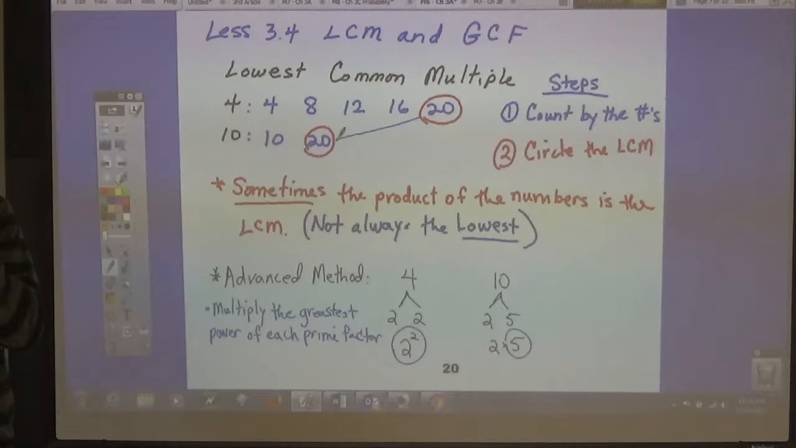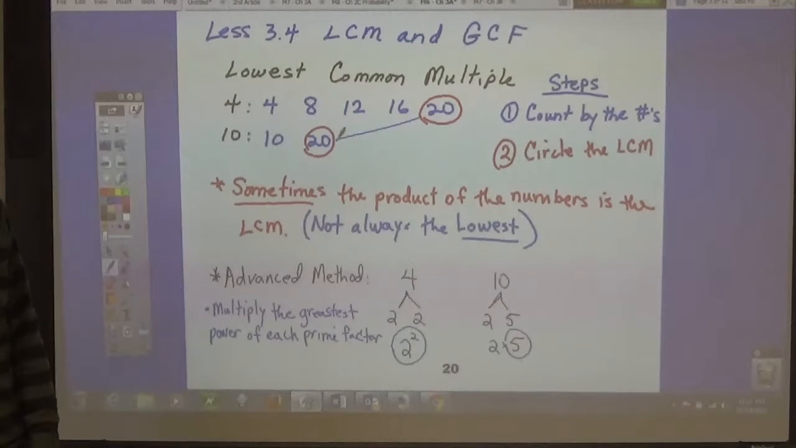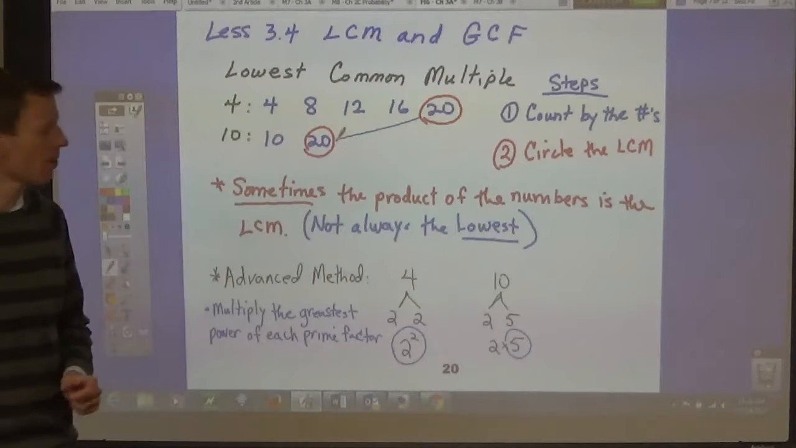Or 2 and 13. The lowest common multiple would be, they're two prime numbers, so multiply them together. 2 times 13. Tyler. Good, thank you for participating. 26. So if you have two prime numbers, you can find the lowest common multiple by multiplying the two together.